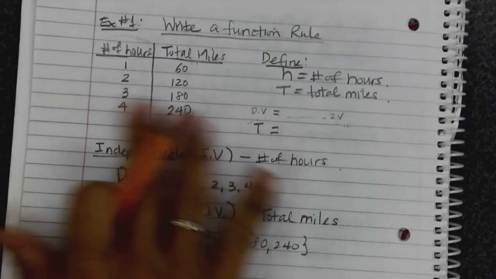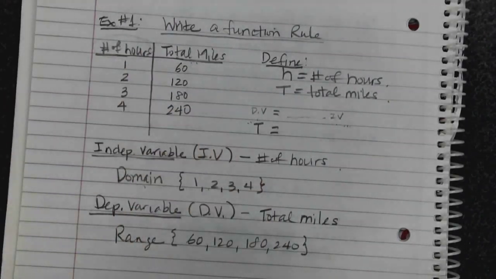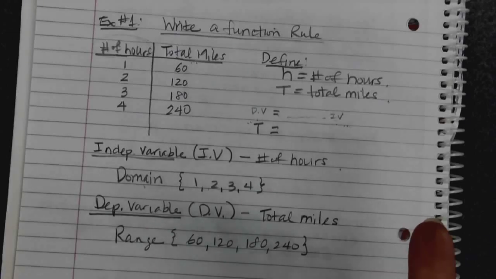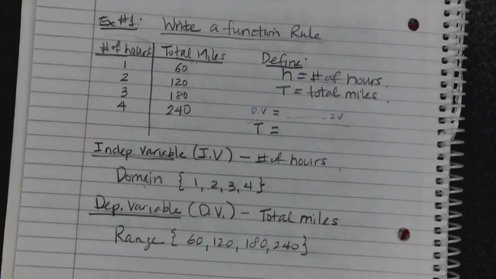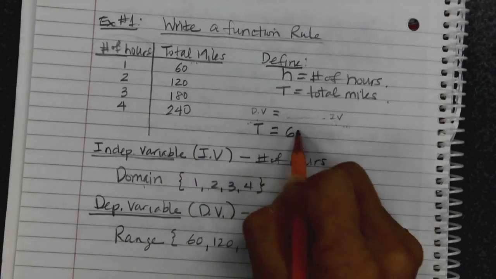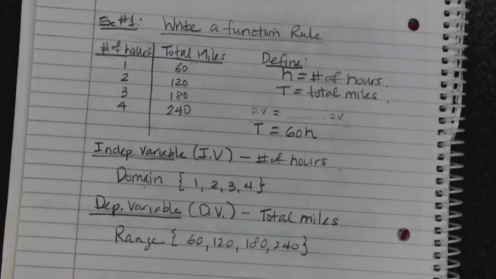Looking at the pattern. Let's look at the pattern here. For every hour, how many miles do we travel? 60. So the speed that you're traveling is 60 miles per hour, right? So T would equal what of hours? What do we do with the 60 and the H? 60 times H, so we write it as 60H.